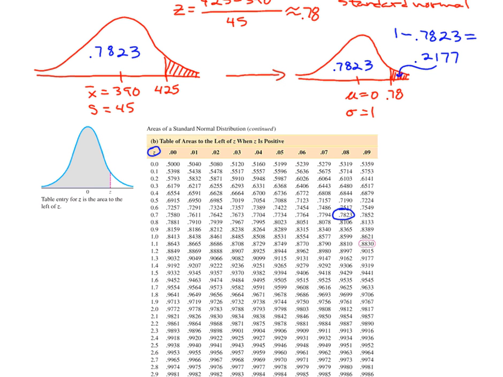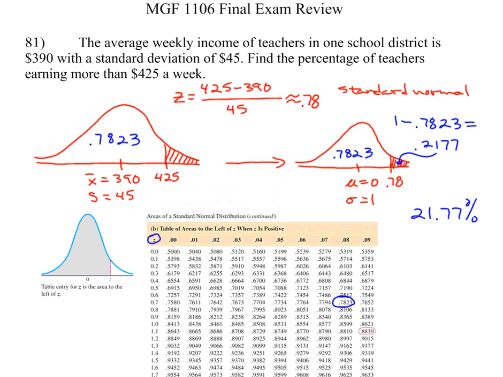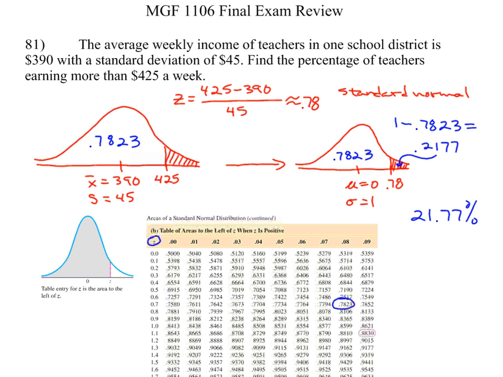The question did ask us for what percentage of teachers, so we need to transform this decimal to a percent. 0.2177 as a percent is 21.77%. Thus, the percent of teachers earning more than $425 would be 21.77%.